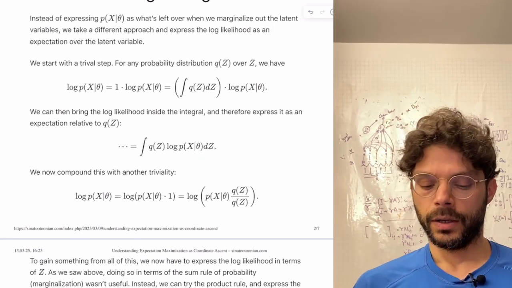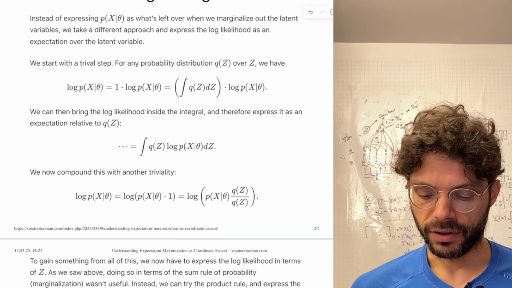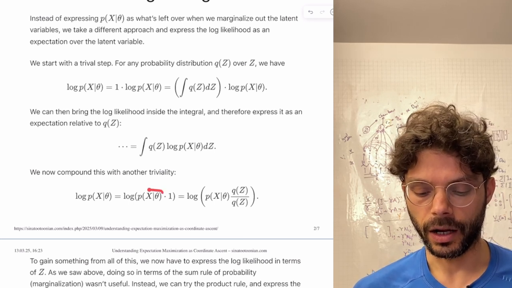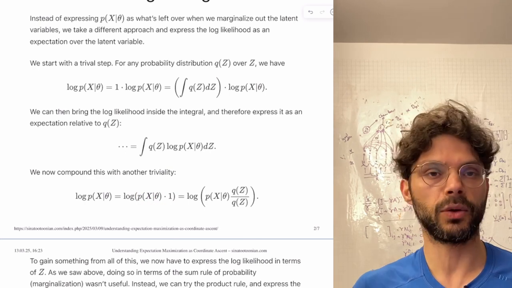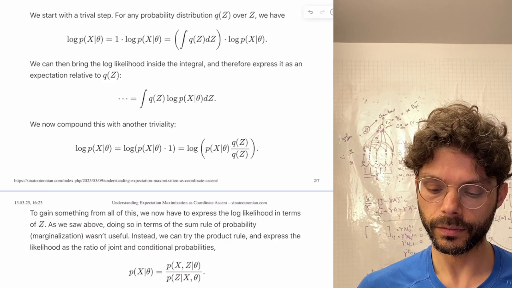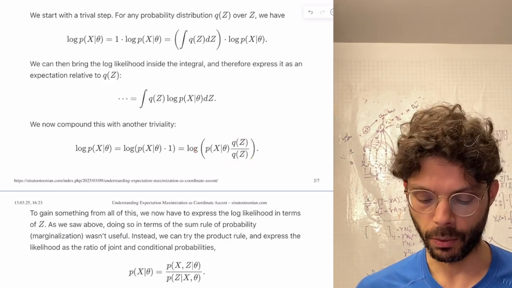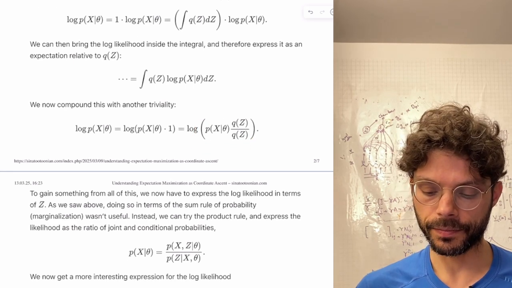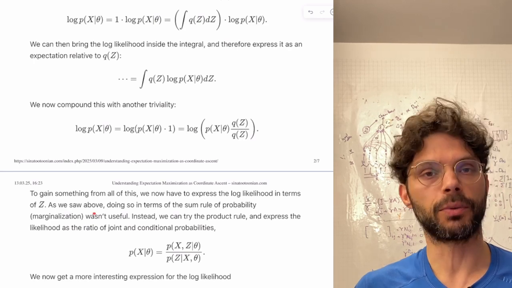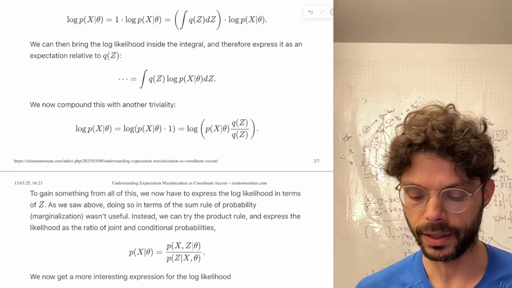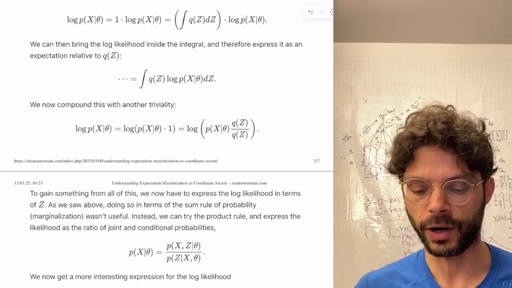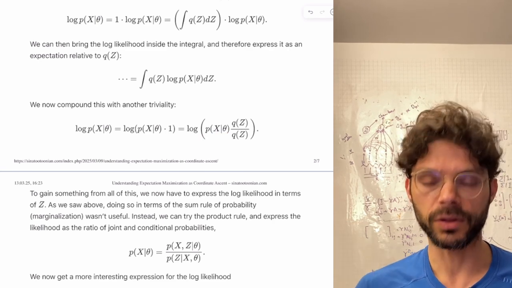So we're going to add in another trivial step, and we're going to say the log of p of x is the same as the log of p of x times 1, and 1 is the same as q of z over q of z. Again, it's not clear what we've gained. Previously we tried writing this in terms of the sum rule of probability, which was the marginalization. We tried to write p of x as some integral, but that wasn't very useful.